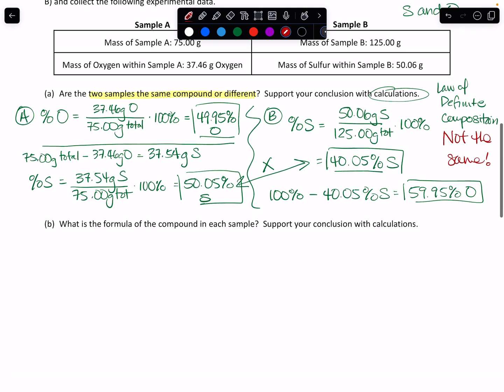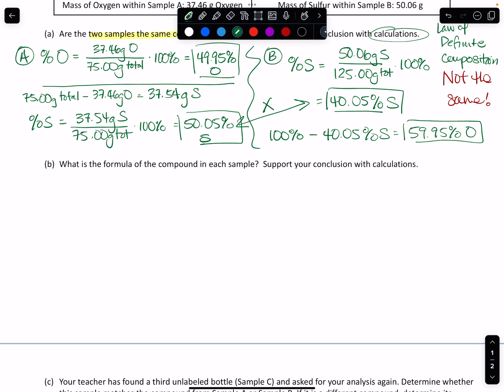All right, so now let's move down to part B. Part B says, well, then what is the formula? This time we want to find the formula of the compound in each sample. So this is a series of compounds that contain sulfur and oxygen. We know they have to combine in whole number ratios, so I'll be using the law of multiple proportions to determine what these formulas are.